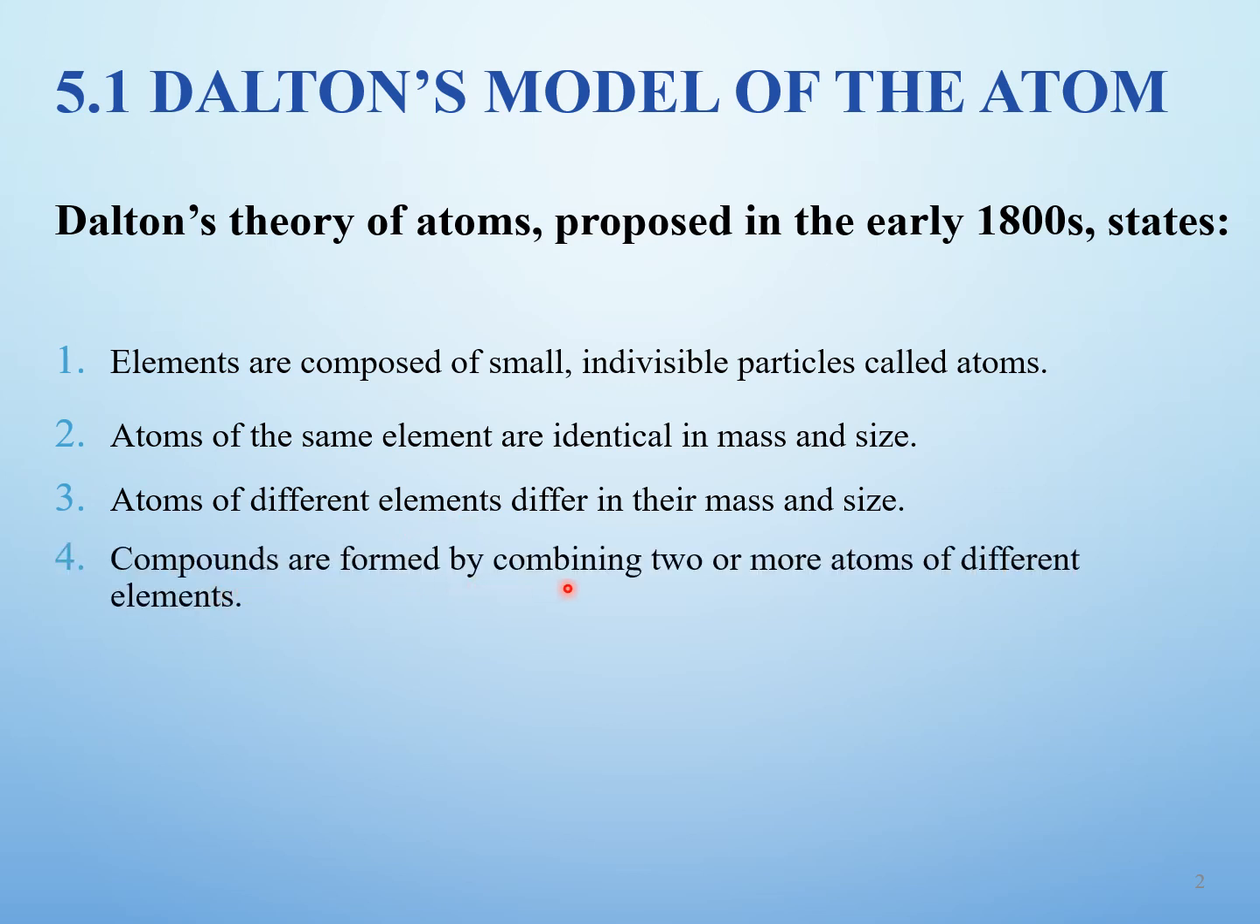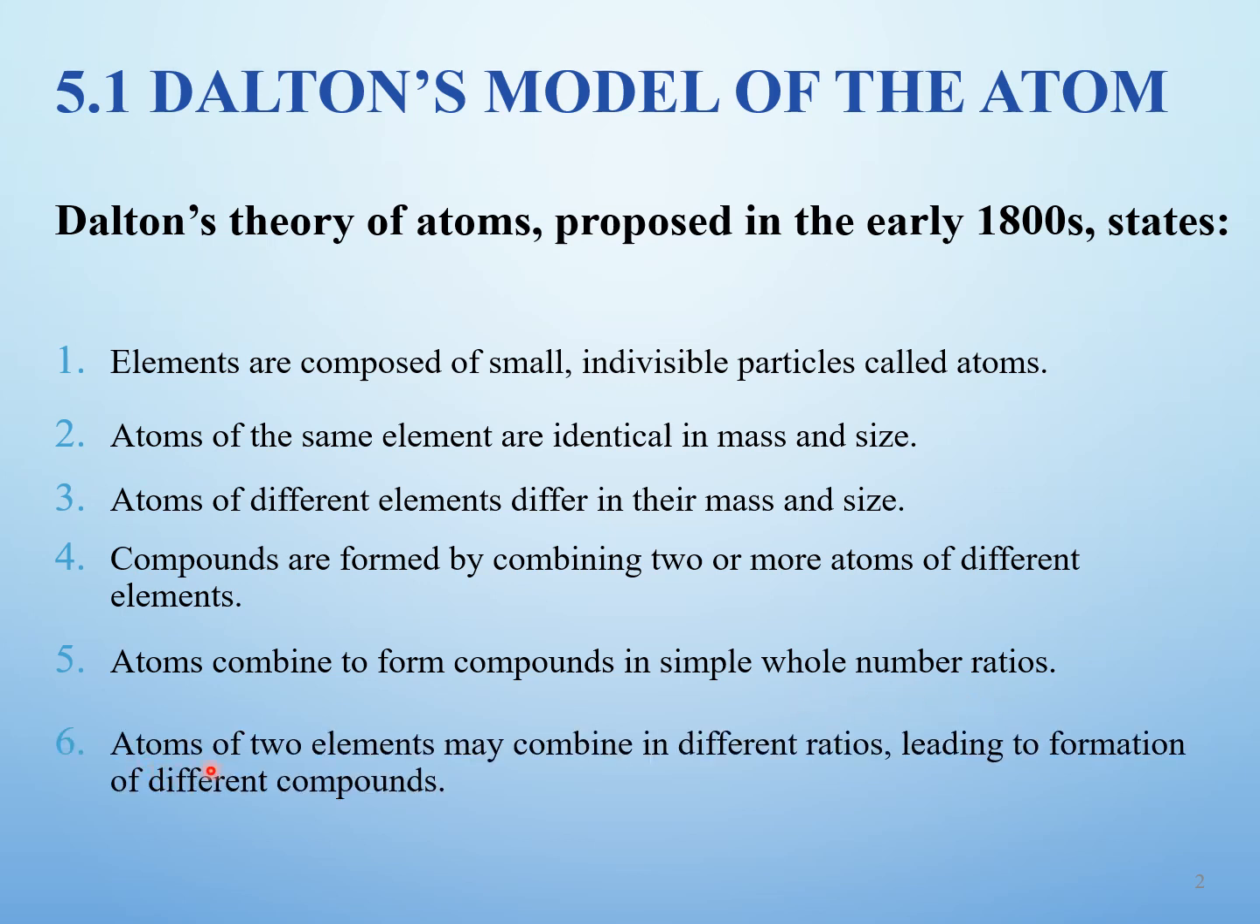Compounds are then formed by combining two or more atoms of different elements. Atoms combine in simple whole number ratios. So 1 to 1, 1 to 2, 2 to 3, just whole number ratios. Number 6, atoms of two elements may combine in different ratios, leading to the formation of different compounds. For example, CO2 is different from CO.